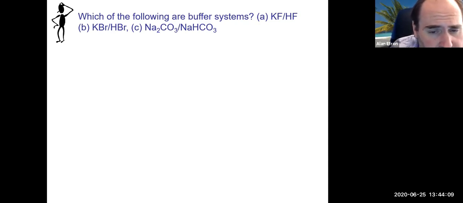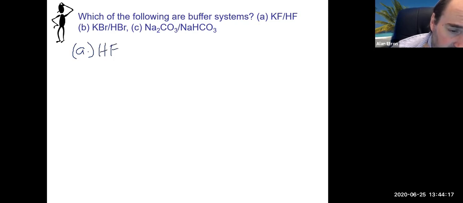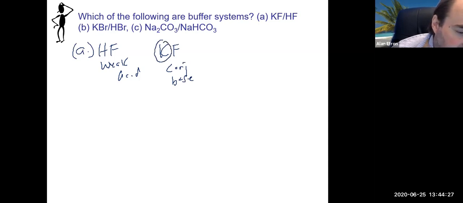So when we look at A, that's KF and HF, A would be a buffer in that case, and that's because HF is a weak acid and KF is really its conjugate base, right? It's really the salt of its conjugate base. Again, as we talked about, what makes it the salt is the potassium's there. But ultimately, this is HF and F minus, right? So A would be a buffer in this case.